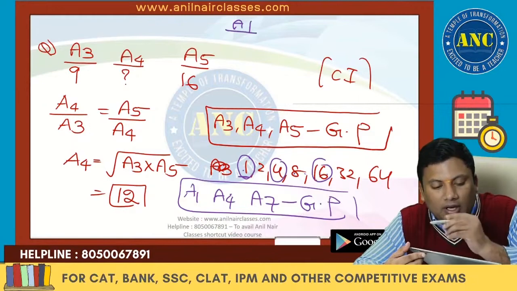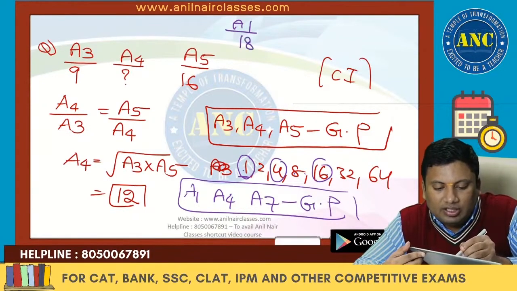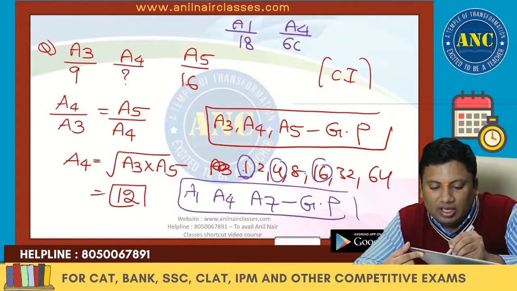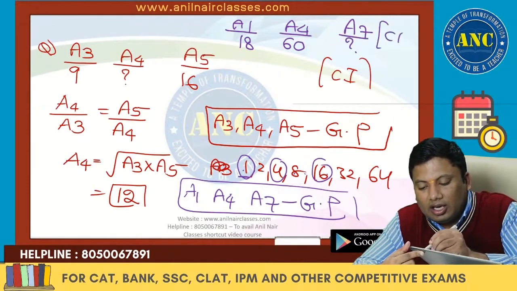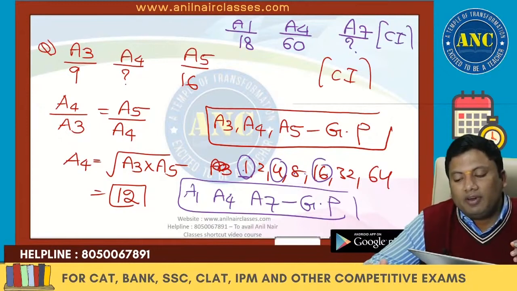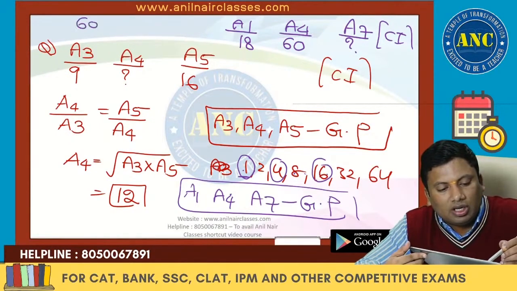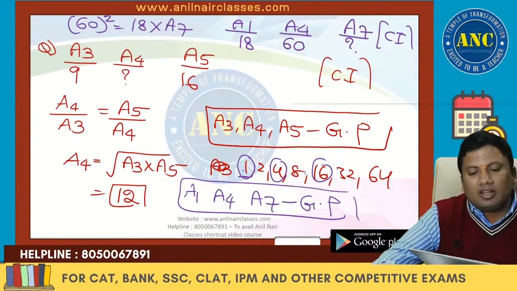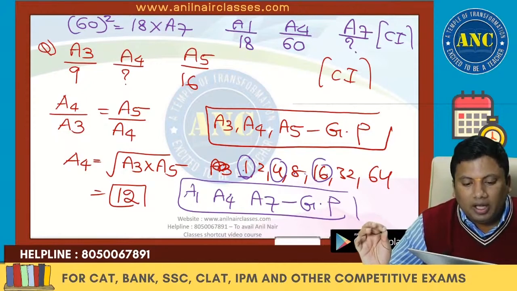Suppose for example, A1 is 18 and A4 is 60. He is asking for the amount at the end of the seventh year in the case of compound interest. A1, A4, A7 are also in geometric progression. In geometric progression, the middle number squared equals 18 into A7. From there, you will get the value of A7. Is this concept clear to you? Kindly reply in the live chat.